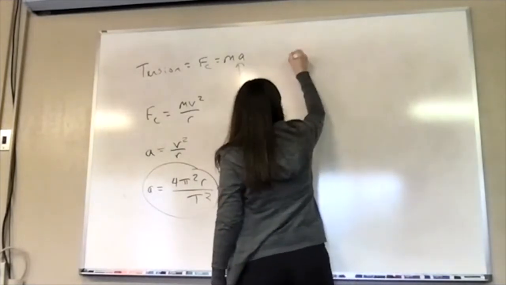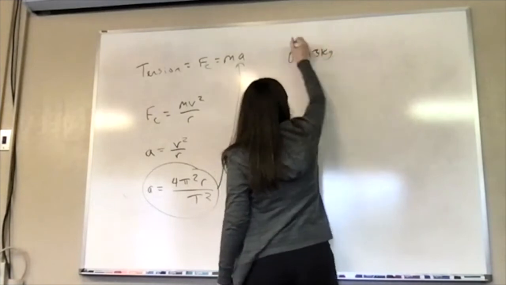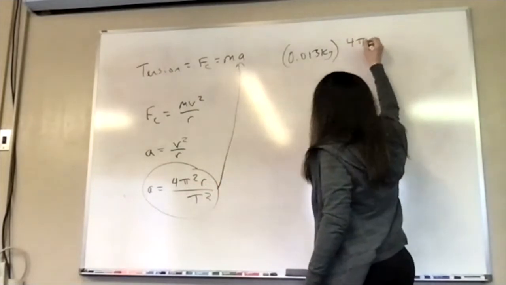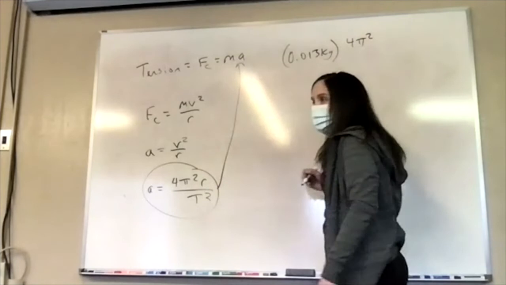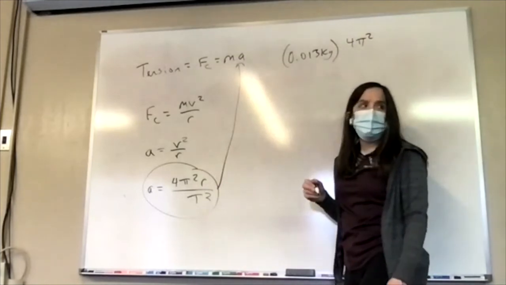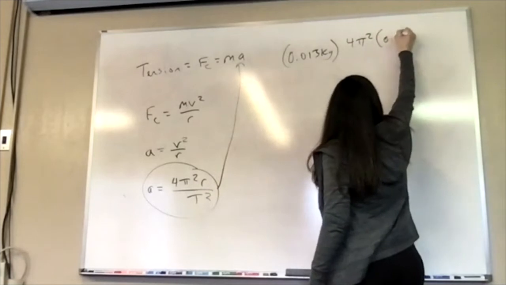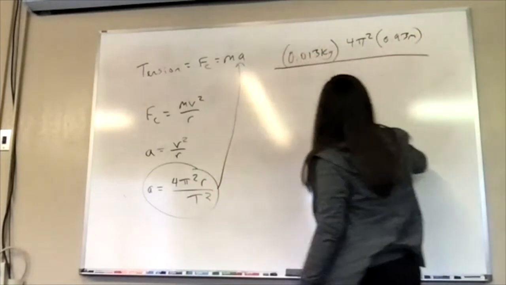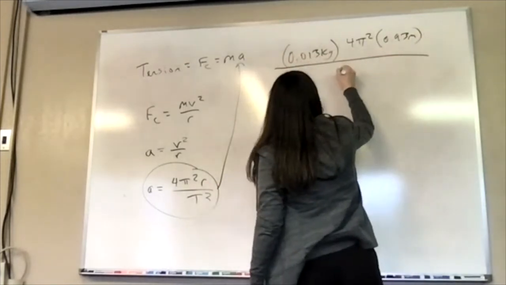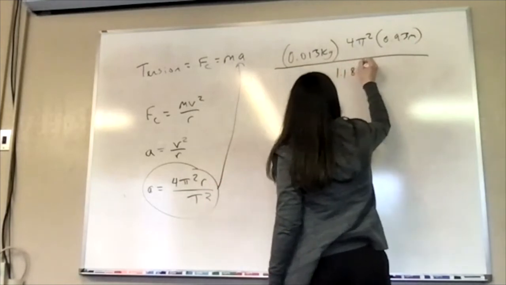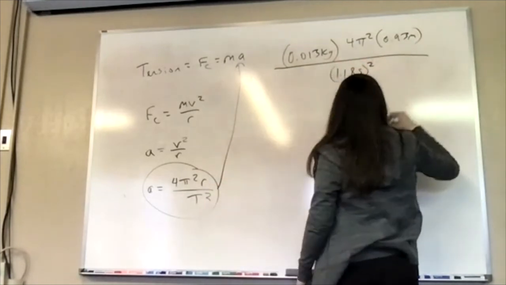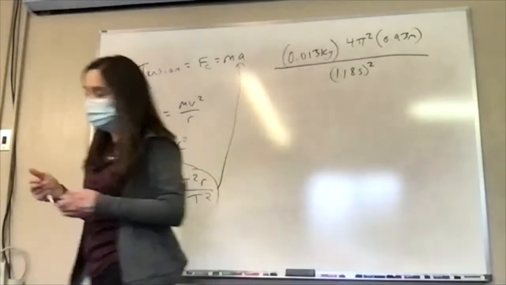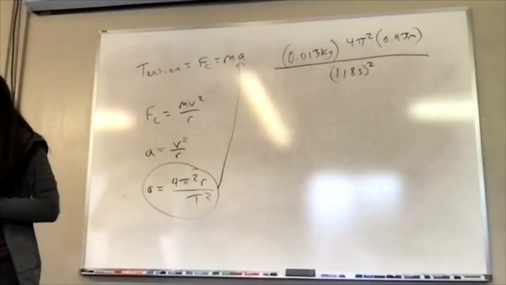So we know the mass of the object was 0.013 kilograms. We can multiply it by the acceleration right here. So we have 4 pi squared. The radius was 0.93, is that right? 0.93? Yeah. And that's not squared. And then over t squared. And time was 1.18 seconds. So this what we have right here is M times A, and that gives you the force. Let me know when you get that.